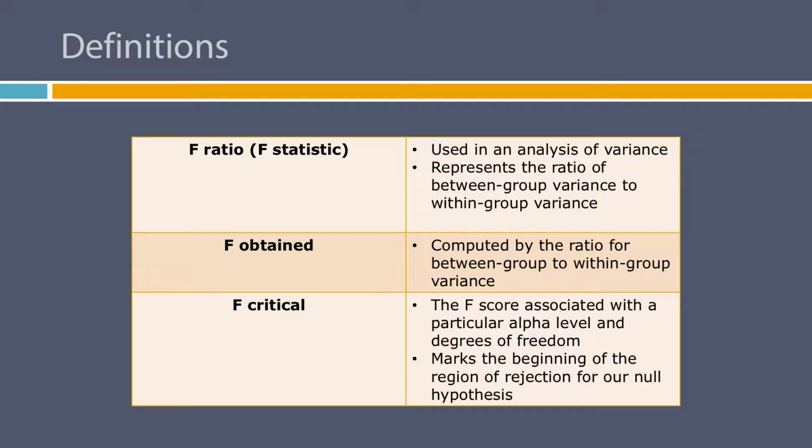So much like we had the T value obtained, and we compared it in the back of the book to the T critical, we do the same thing for the F ratio. We have F obtained, which is something that we calculated on our own, and then we have the F critical, which is based on the alpha level that we want, and it's in the back of the book.